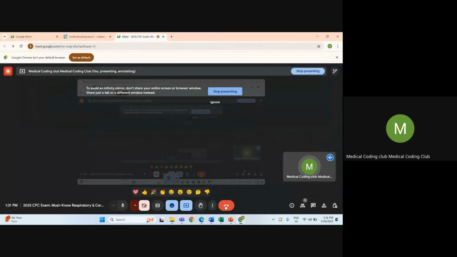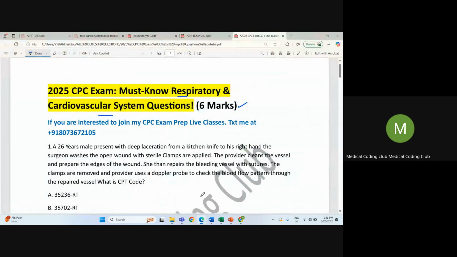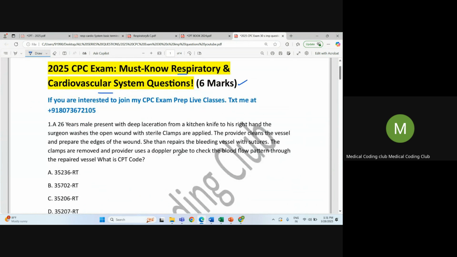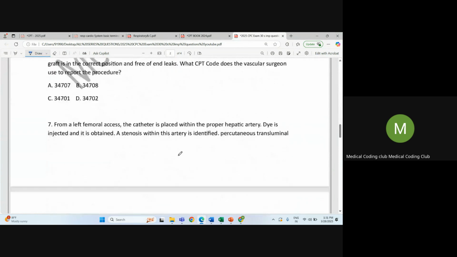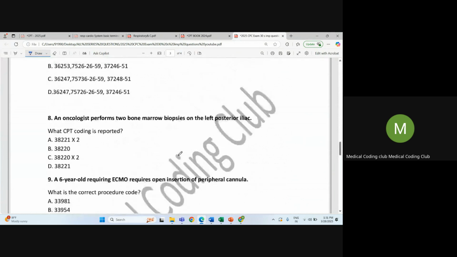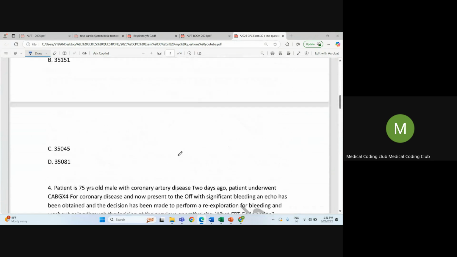The procedures are a little complicated, so you need extra attention to this particular chapter. Respiratory system is very easy, a direct, straightforward procedure coding, compared to cardiovascular. Cardiovascular involves too much knowledge in procedure terminology and the complete cardiology system. Here I have taken some repeated questions, about 10 to 12 questions, and I'll discuss all of them today.